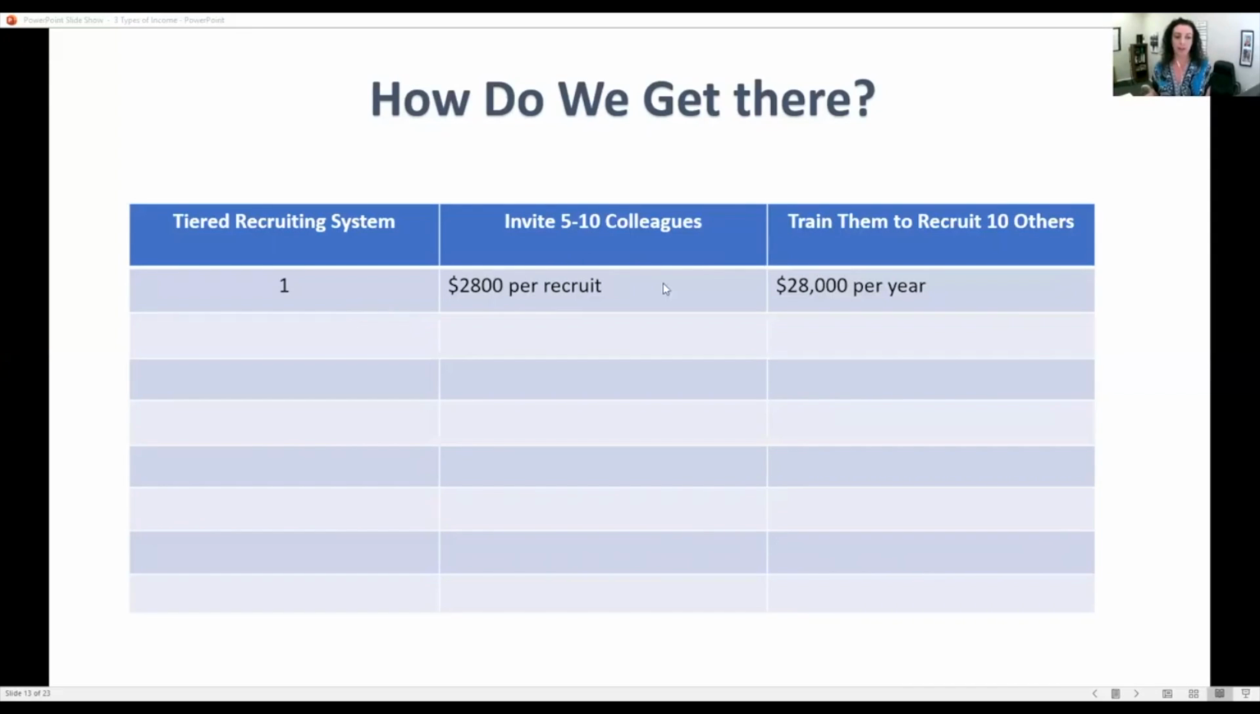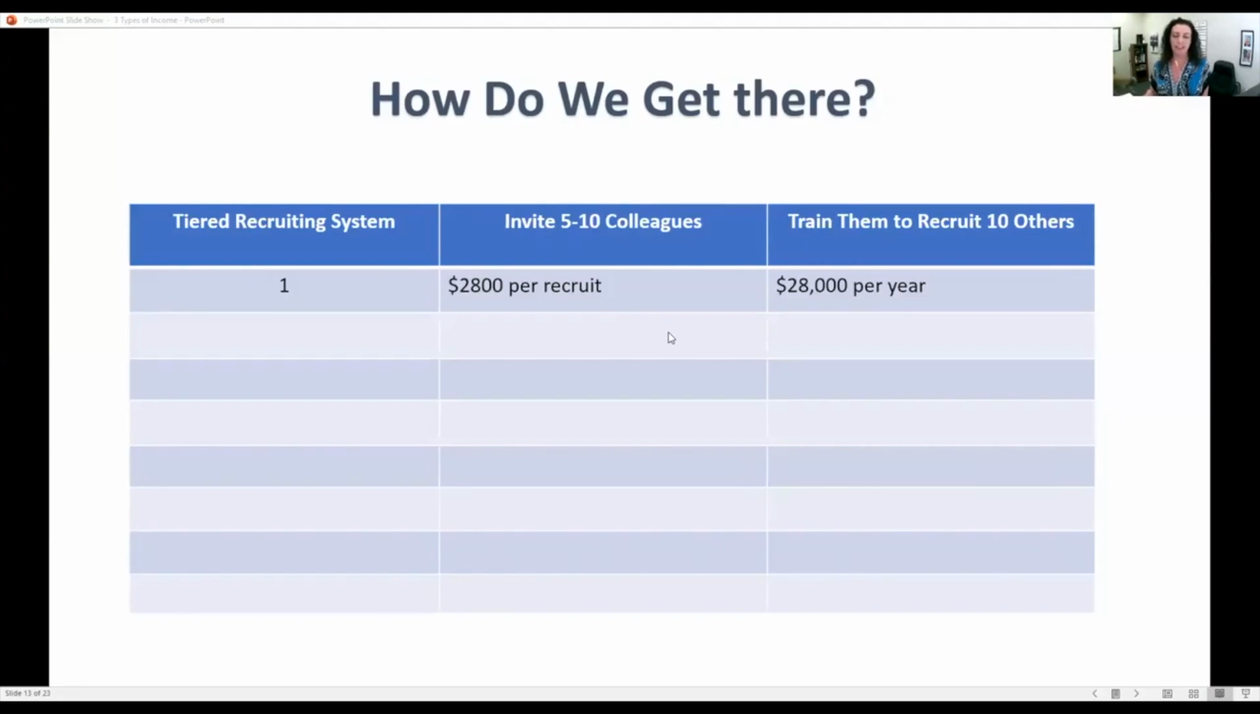If I'm able to invite 5 or 10 people to my program, it's about $2,800 per recruit per year. And this is also based on capping agents. These agents have to sell a minimum of 5 homes a year. The people that aren't selling more than 2 to 3 homes a year, these numbers are going to be a little bit less. You still make money on them, but you're not going to make the full potential amount.